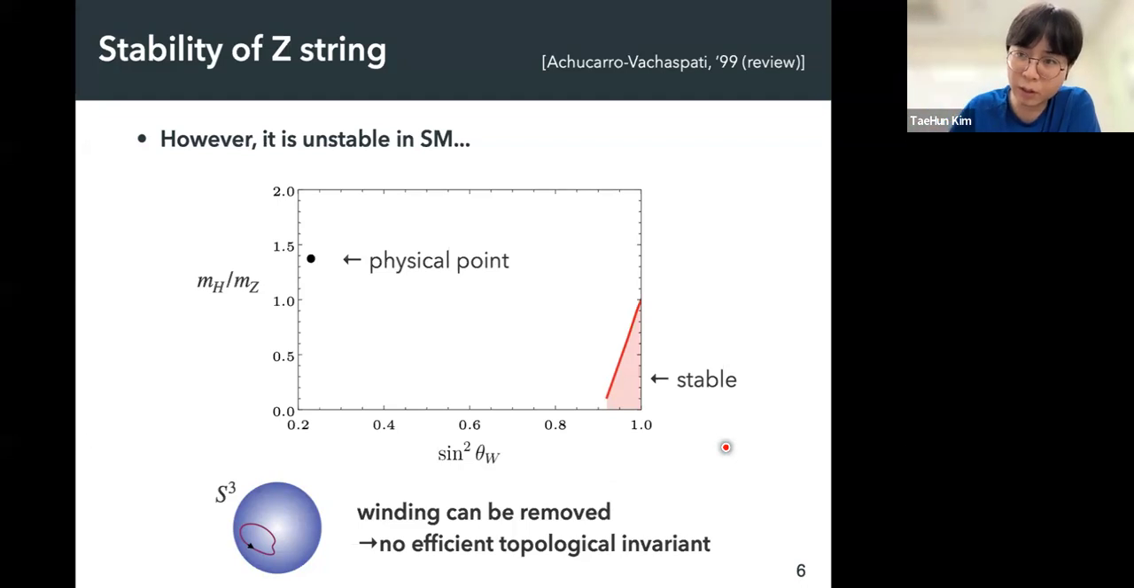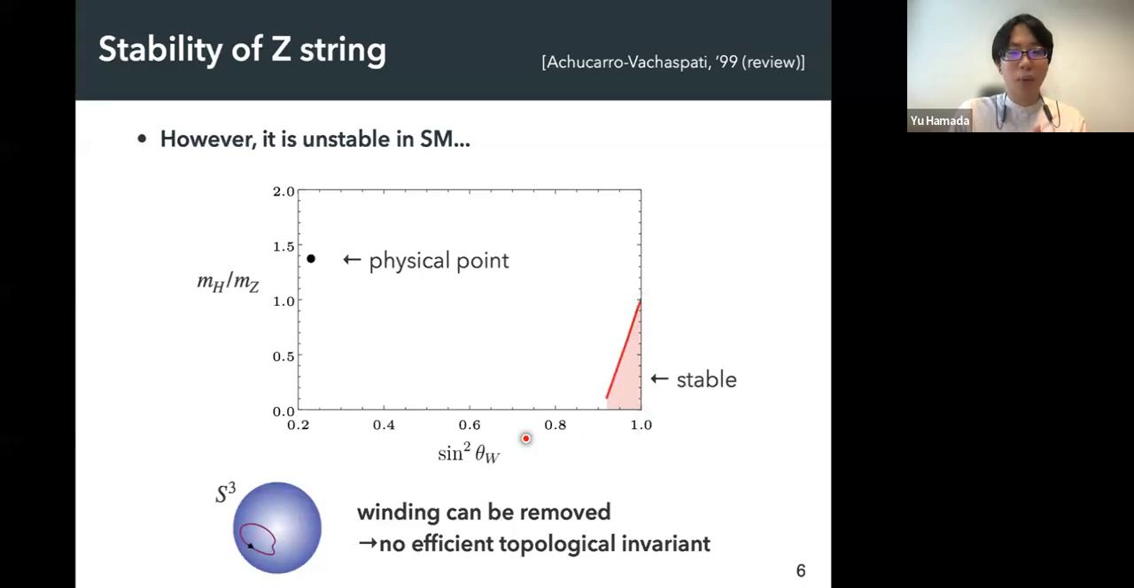Can I have a question? Yeah, sure. So I naively expect that just varying those parameters, like theta W or the ratio between the Higgs and the Z boson mass, does not change the vacuum structure from S^3. That's a very good point. Then why is there a stable region there? Yeah, that's a very nice point. Nice question.